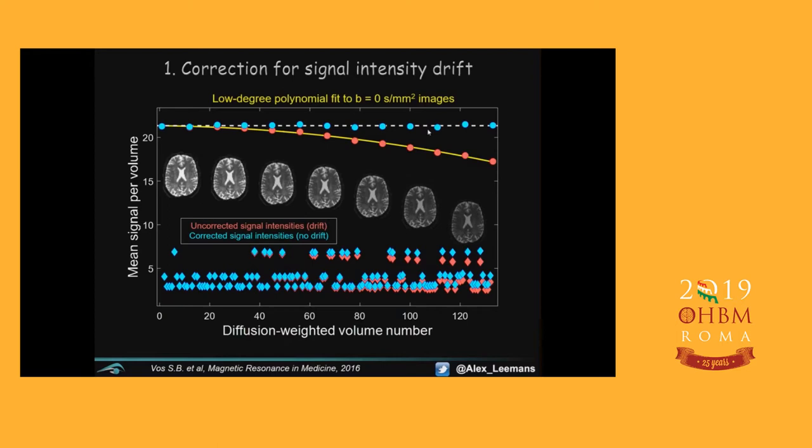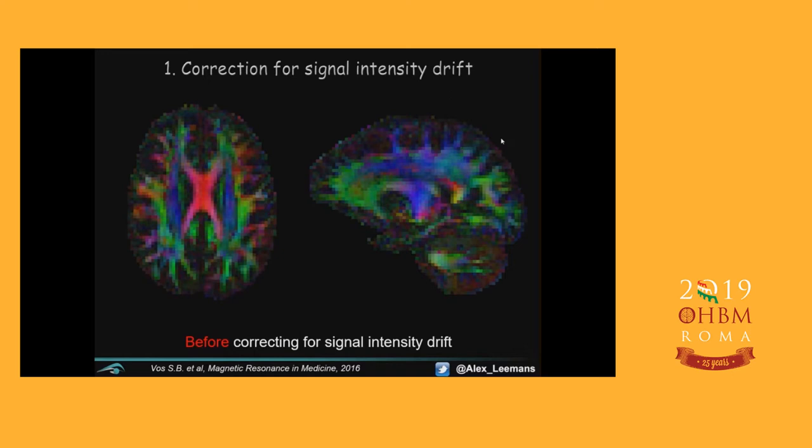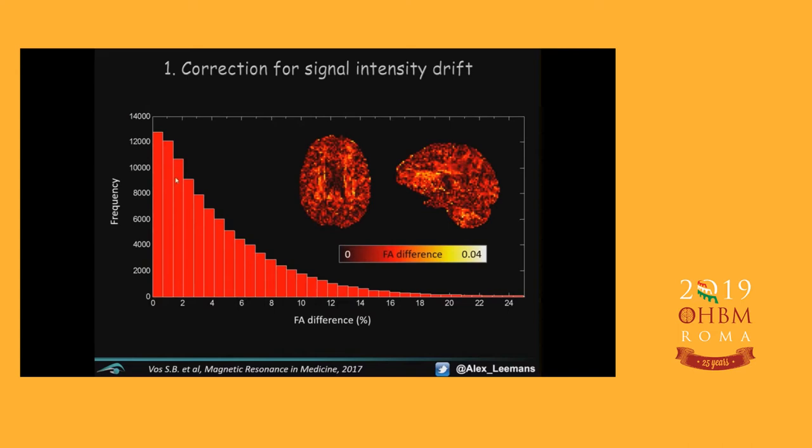Okay, so how does it affect your data? Well, this is before, this is after. I'll quickly toggle between them, so hopefully you can see a difference. If you don't, I'll just show you the difference map and the percentage difference. And to our amazement, even the vast majority is above the typical effect size that you see in diffusion MRI studies, right? So this is something to be aware of as well. But the good news is you can't really do anything wrong correcting for it if there's no artifact, because it's just an offset.